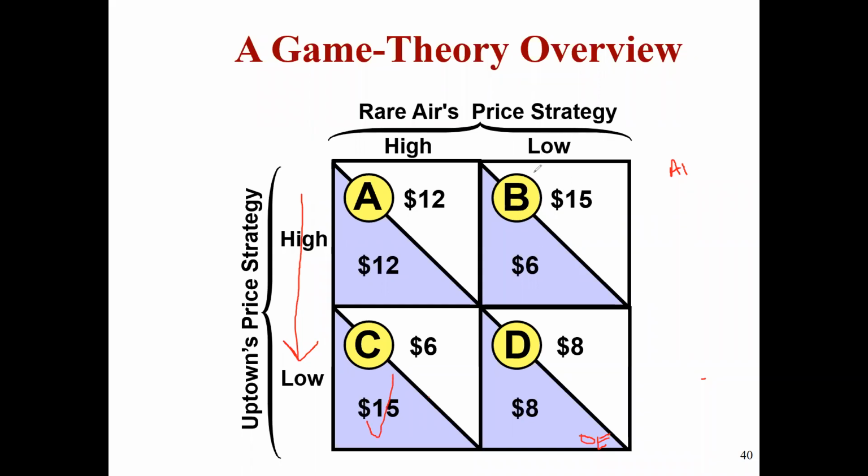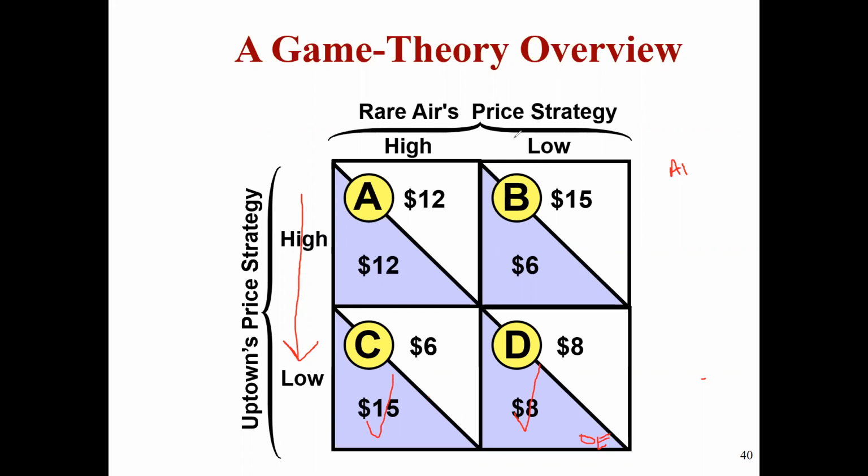Then Rare Air could go low. Uptown could go high and make 6, or low and make 8. Now, no matter what Rare Air does, Uptown's going to go low. That's called a dominant strategy.